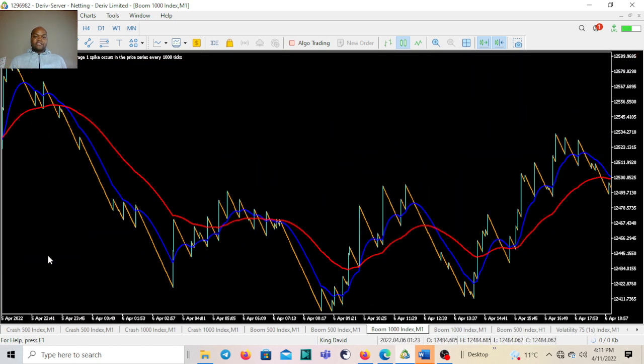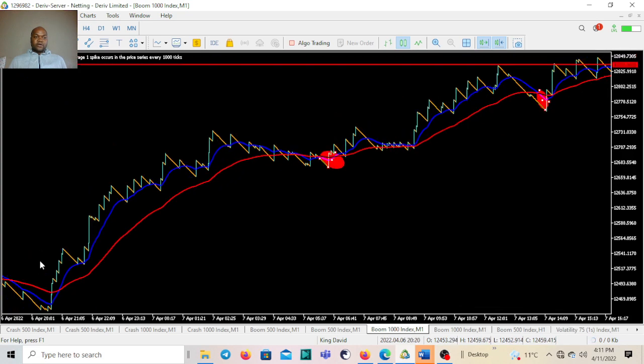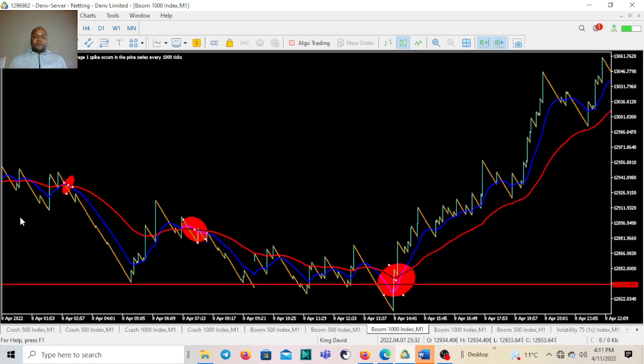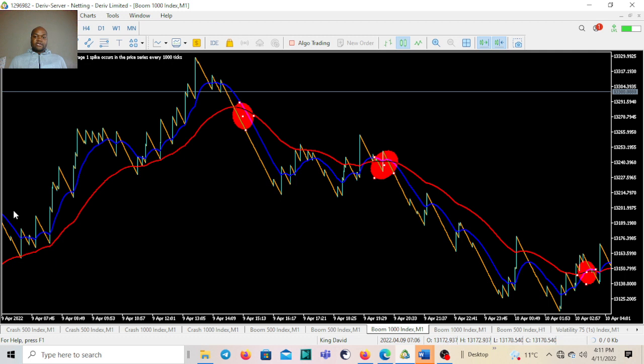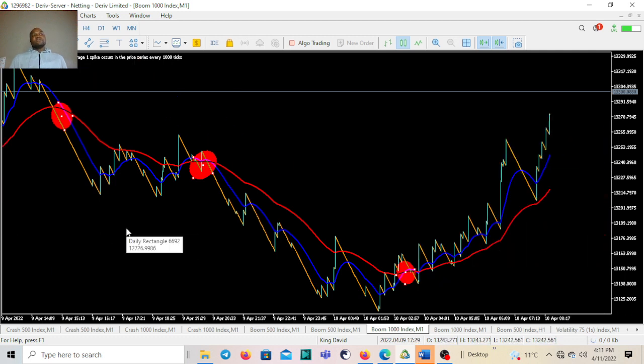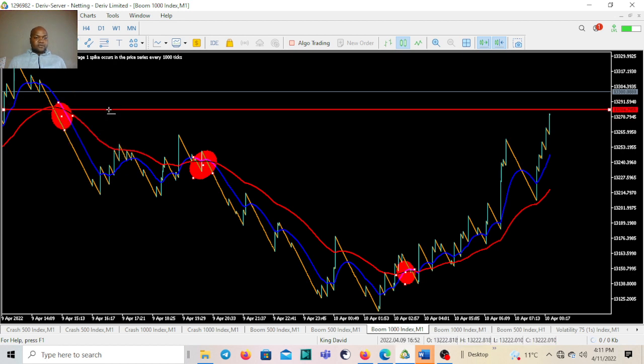Okay, let's look for an example where we have a sell. So I'm giving examples in boom. I'll go and look for an example in crash. So with the sell here, you're going to place your sell when the blue line crosses below the what? The 50. That's where you place your sell. You're going to sell at this point when there is a crossing.